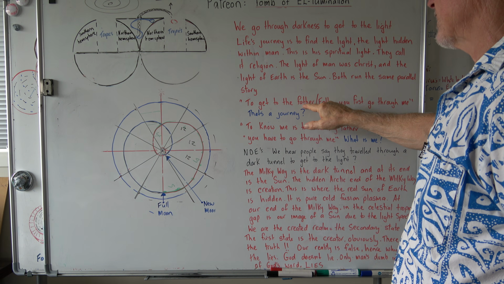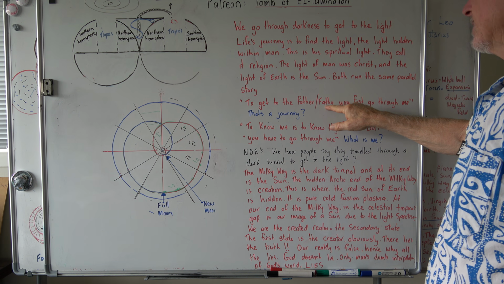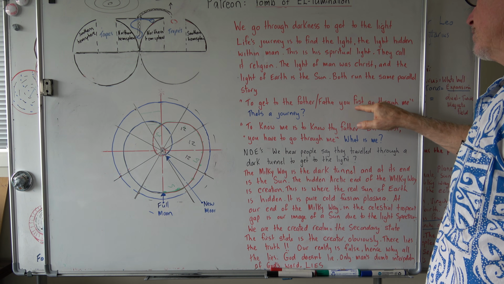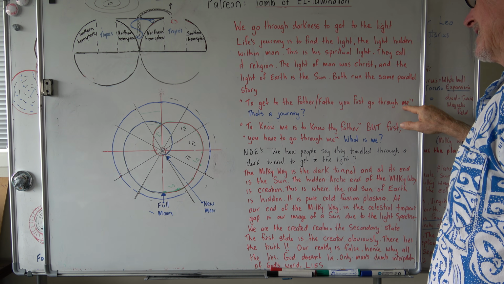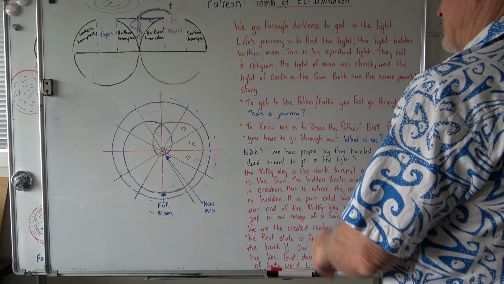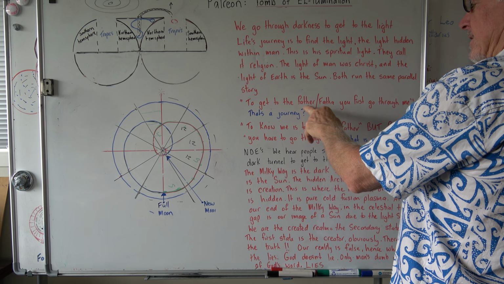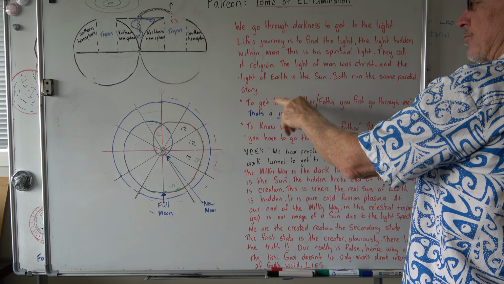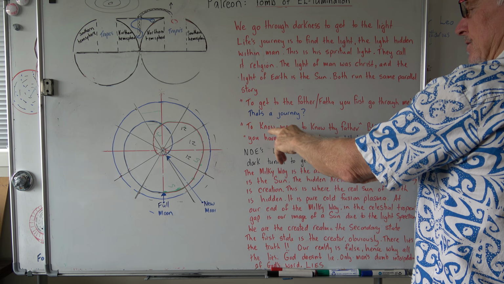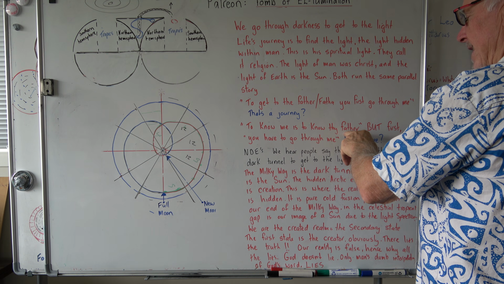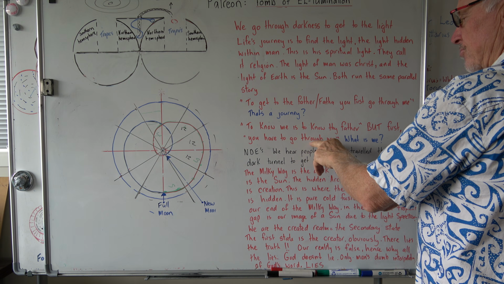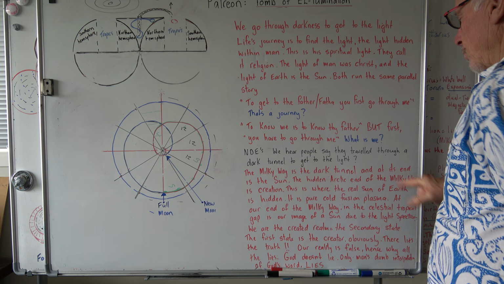To get to the Father, in Arabic the black hole basically, you first go through me. It's in John, in the Bible. Get to the Father, you go through me. So you either go through your journey, or you go through the Milky Way. To know me is to know thy Father. But first, you have to go through me. What is me?